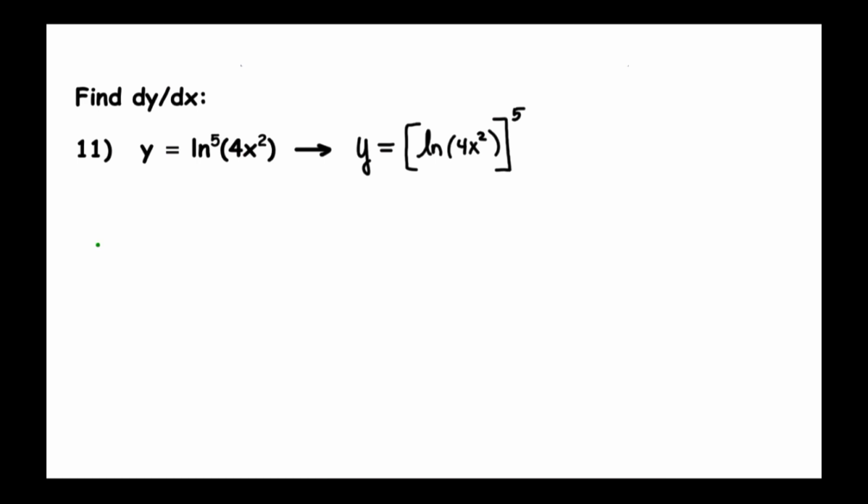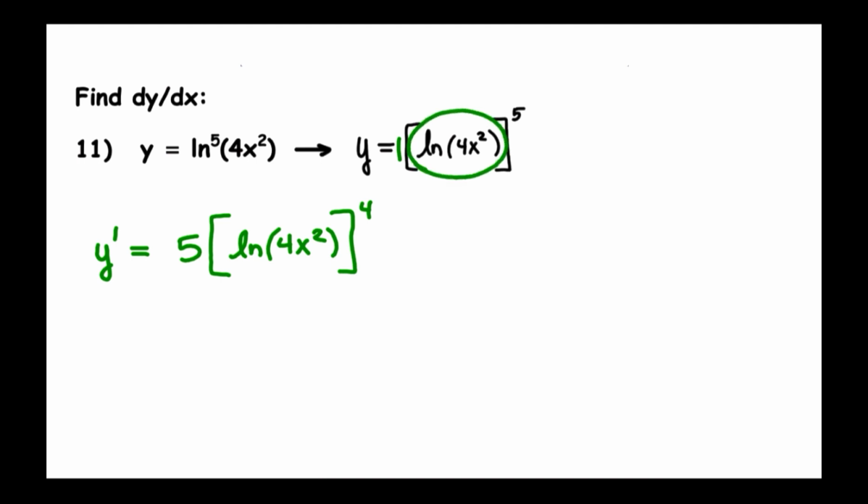When I take y prime, remember there's a 1 in front. I have to do the power rule first of derivatives. 5 times 1 is 5. Stuff to the go down by a power, so that would be to the 4th, and then times a chain rule, times the derivative of what's inside.